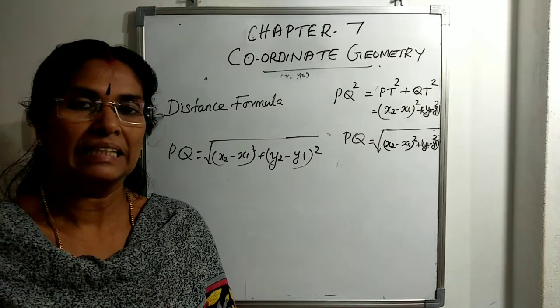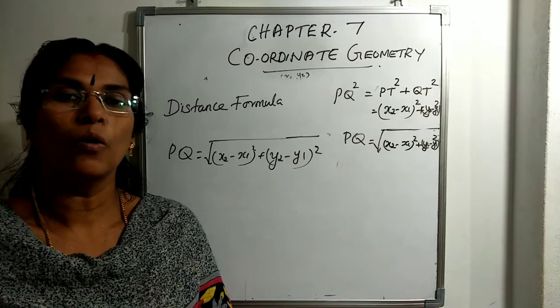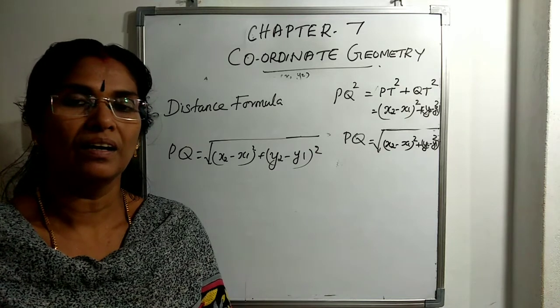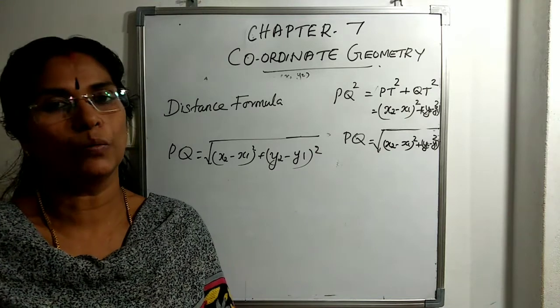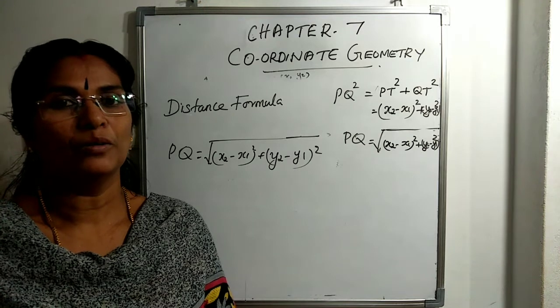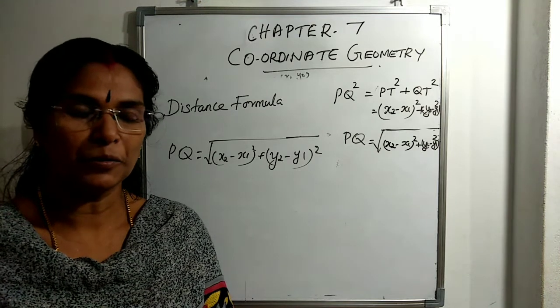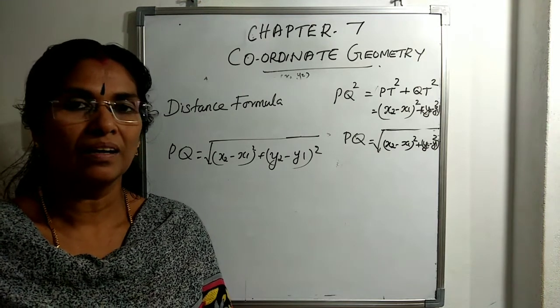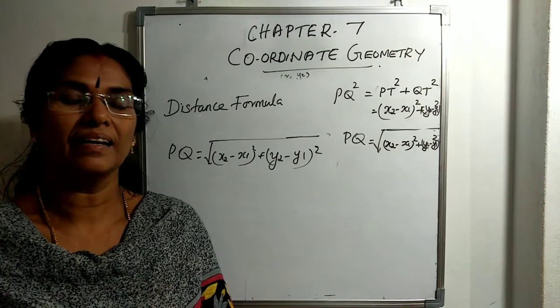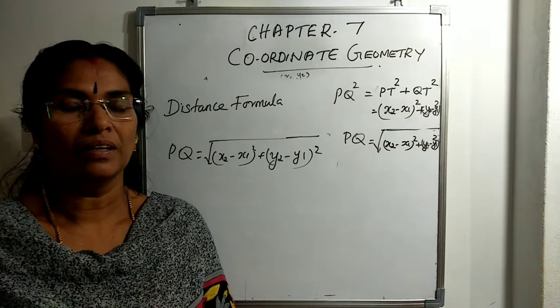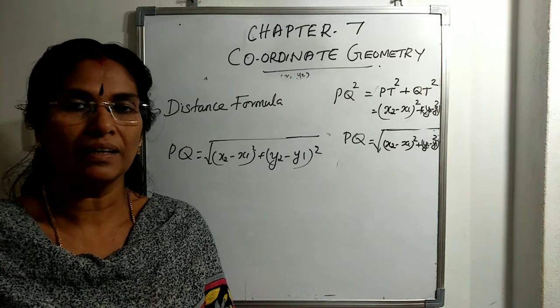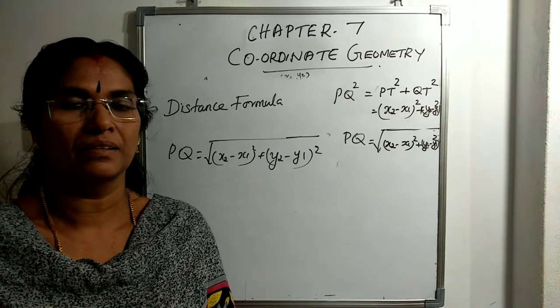Then what about the rectangle? Opposite sides are equal and its diagonals are also equal. What about the parallelogram? Here also opposite sides are equal, but here the diagonals are not equal. You have to learn all these properties and you can solve many questions. Okay.